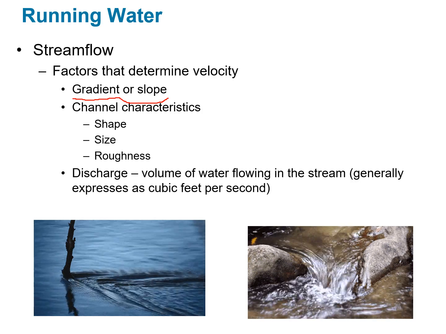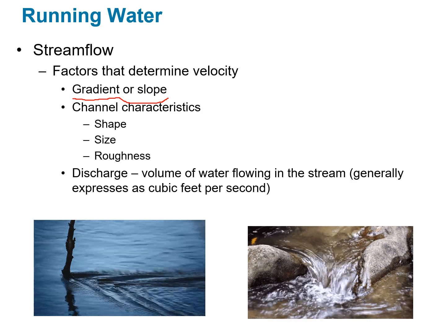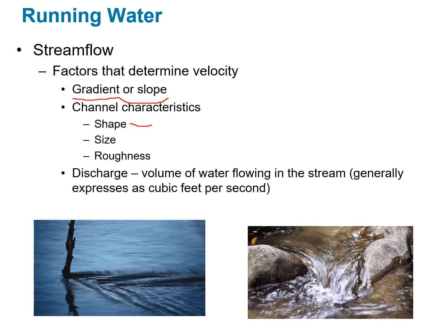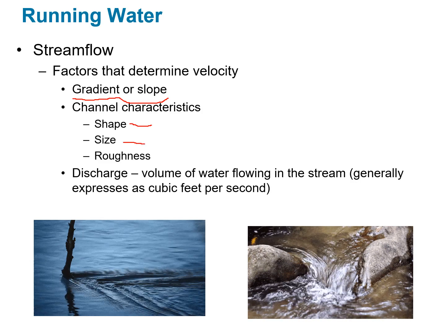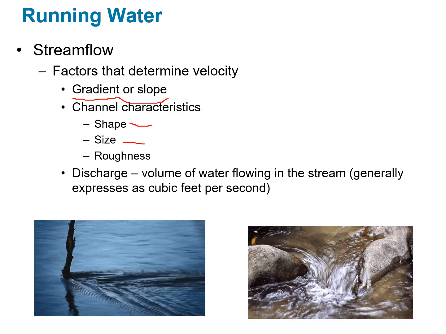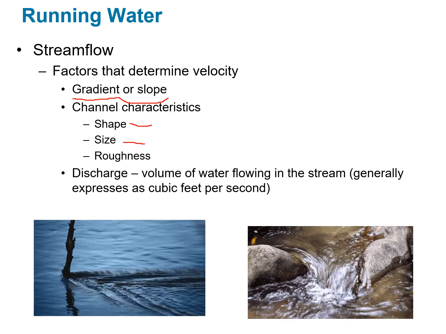Other features, the channel itself, the river channel, its shape. If it's narrow, you'll have faster moving water. If it's larger, you'll have faster moving water because you have more discharge. Discharge is the volume of water flowing past a point in the stream.